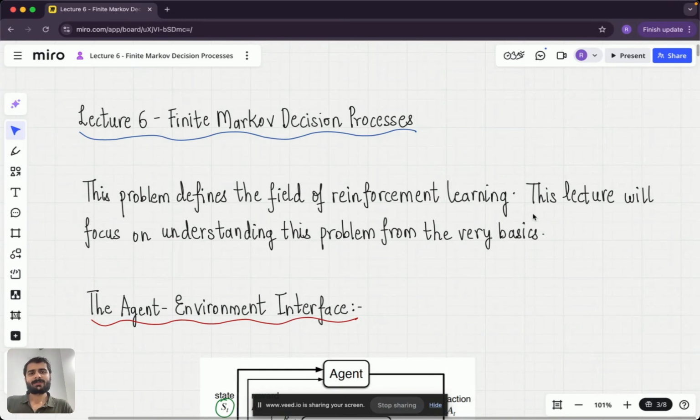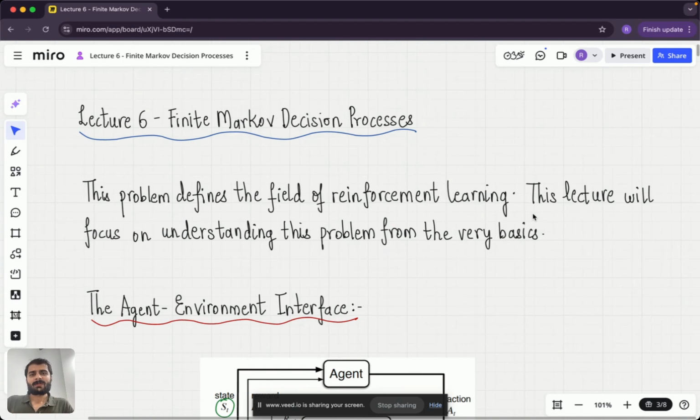Since the past two lectures, we have been focusing on the topic of reinforcement learning. In the first lecture of reinforcement learning, we looked at what is the meaning of reinforcement learning, how are RL problems different from supervised learning and unsupervised learning problems. And then we looked at a category of RL problems which are called multi-arm bandits.